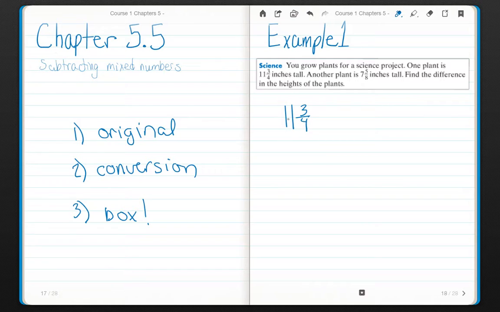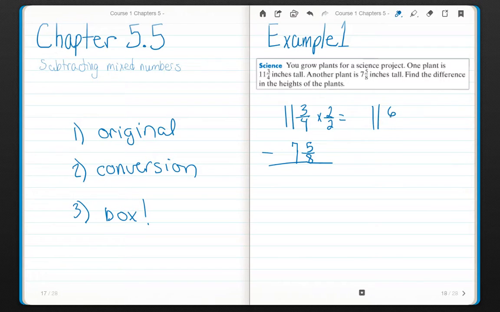So the tallest plant is 11 3/4 inches minus 7 5/8 inches. I'm going to insist that with subtraction, you write your problems vertically, okay? Now, I can't do 3/4 minus 5/8 because my denominators are not the same. So I need to convert this to eighths. And I'm going to rewrite the entire problem.